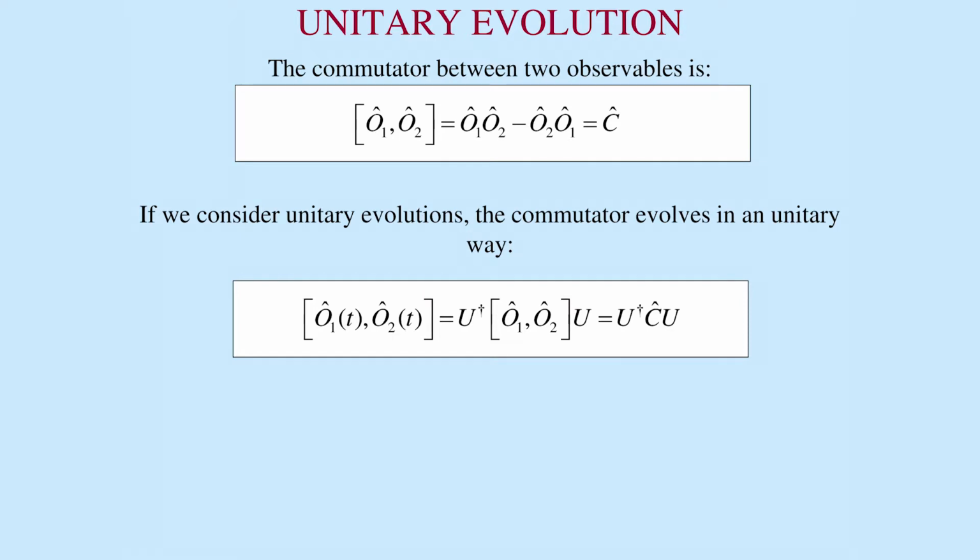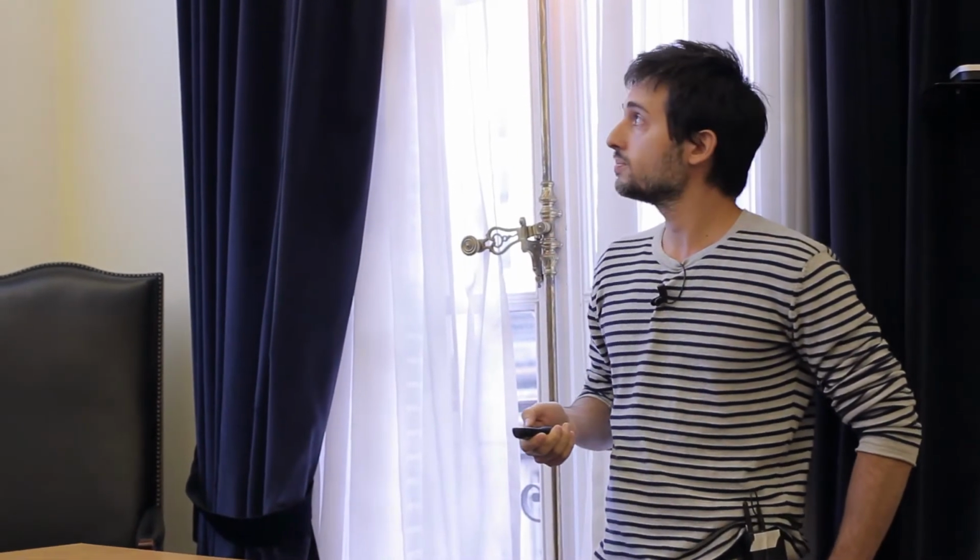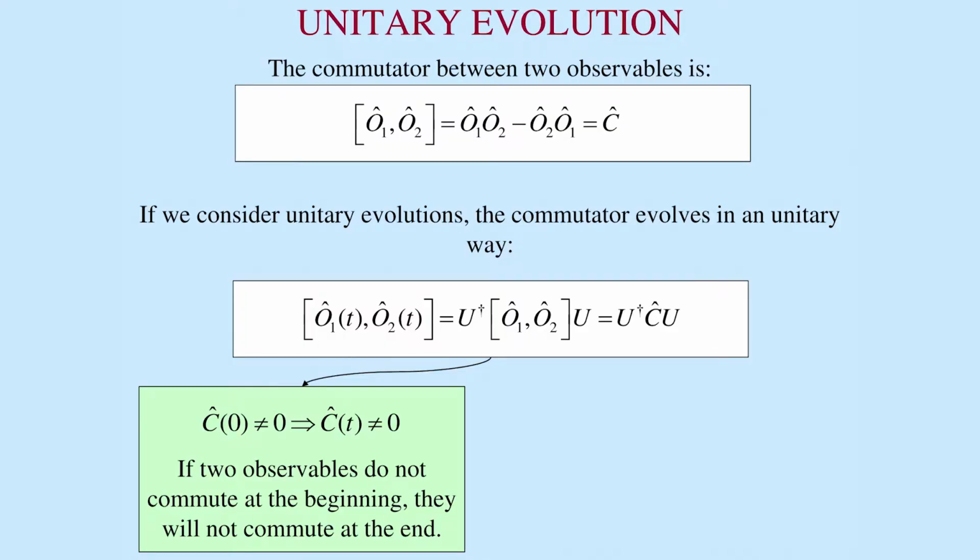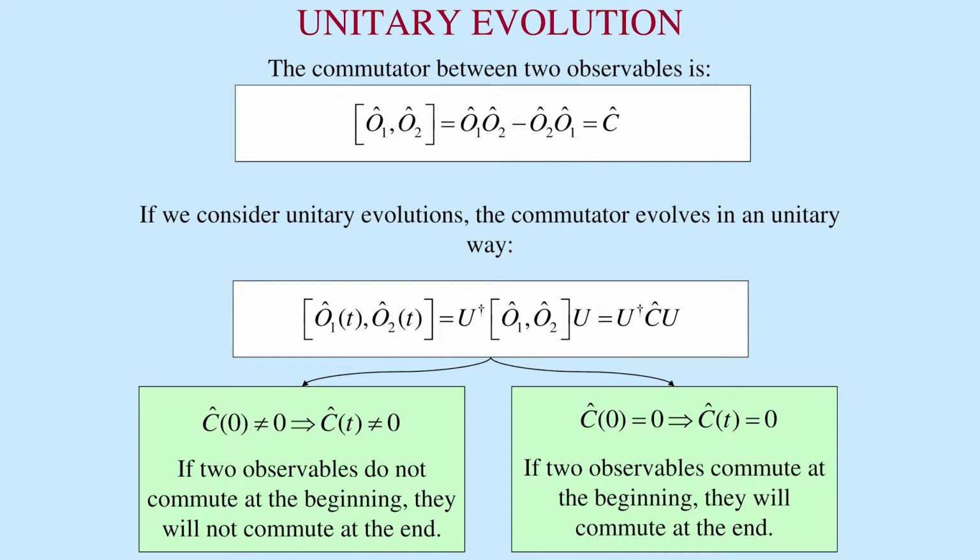Well, here I'm going to consider a standard unitary evolution in the Heisenberg representation. We have two observables, O1 and O2. There is the commutator, which I call C. And if we suppose that these observables evolve in a unitary way, we can easily obtain that the commutator also evolves in a unitary way. So if two observables do not commute at the beginning, they will not commute at the end. And if two observables commute at the beginning, they will commute at the end and at all times.